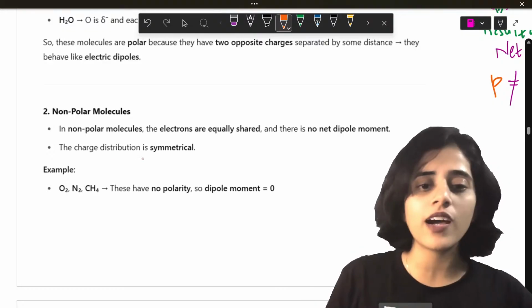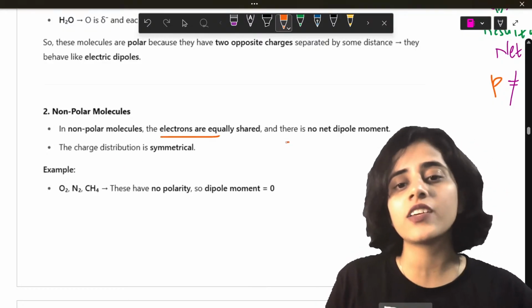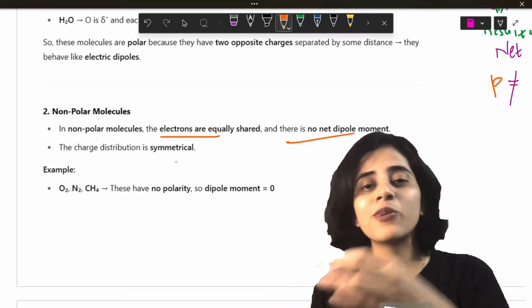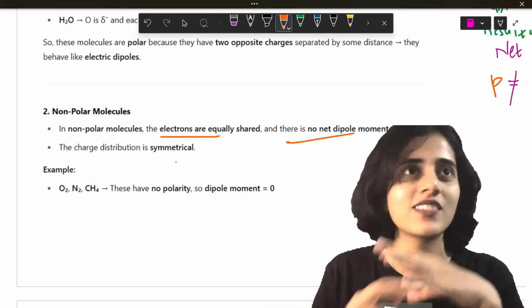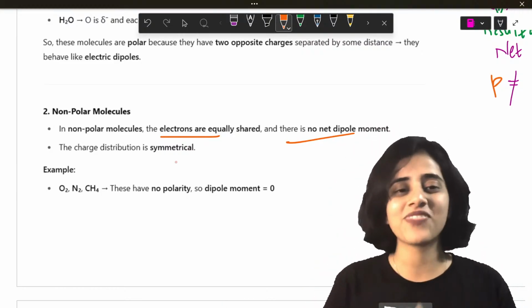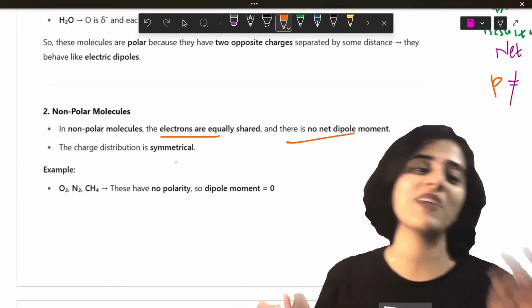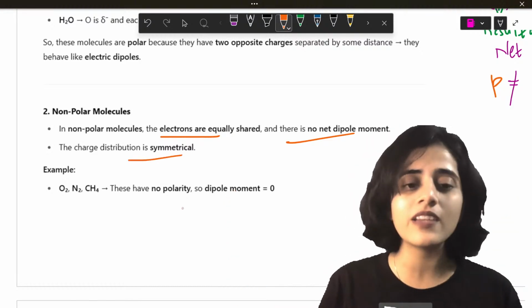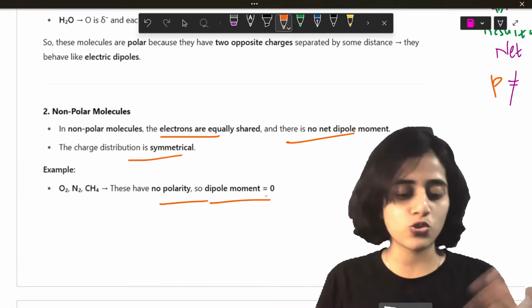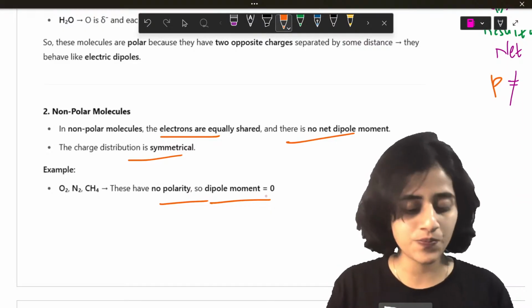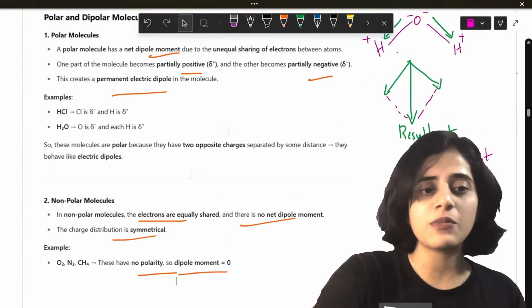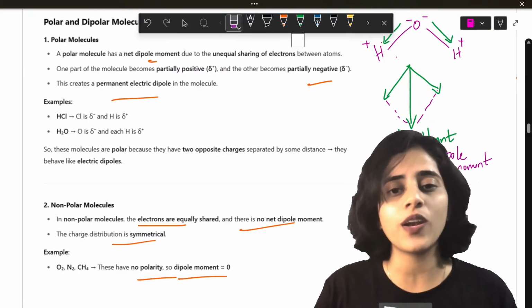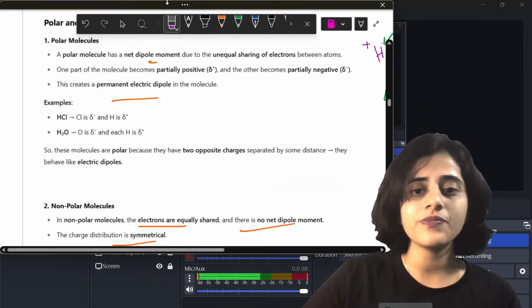And what is a non-polar molecule? The electrons are equally shared. There is no net dipole moment. Net dipole moment, it's like a tongue twister. The charge distribution is symmetrical, which I also explained, so there is no polarity, and so there is no dipole moment. Very famous question in your PU: the difference between polar molecules and non-polar molecules.